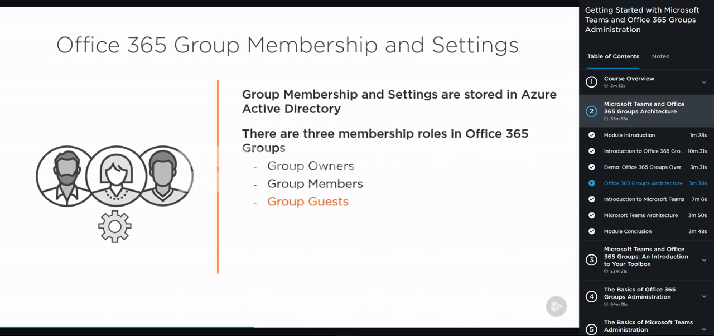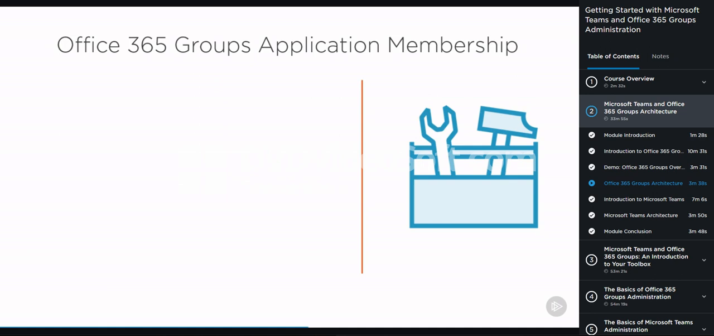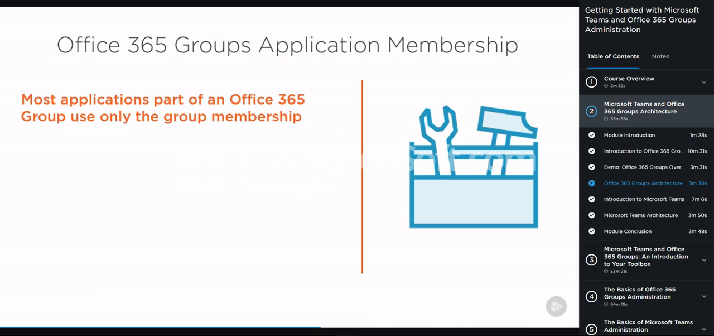Now, what about application membership? Most of the applications part of an Office 365 group use only that group membership for permission. So for example, you cannot add a user to Microsoft Teams without adding them to the Office 365 group beforehand. So the group membership is the same membership for the Planner plan in that group, the Teams team in that group, and so on. There is an exception to that rule, which is SharePoint.